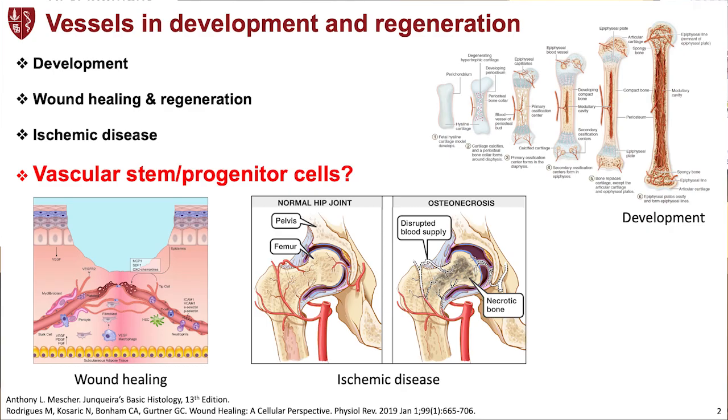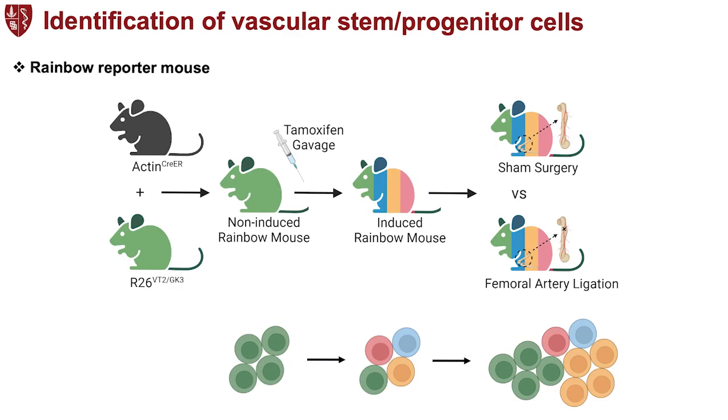It's pretty well known that the vessels are critical for development and also regeneration, and the loss of blood supply could lead to ischemic disease. However, the stem cells responsible for vessel formation are still not clear. So when I joined the lab, I focused on identifying the vascular stem and progenitor cells and utilizing those cells for vessel regeneration. Here we use the mouse model called the rainbow reporter mouse.